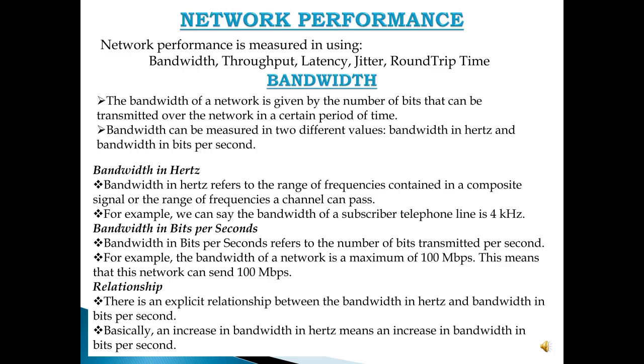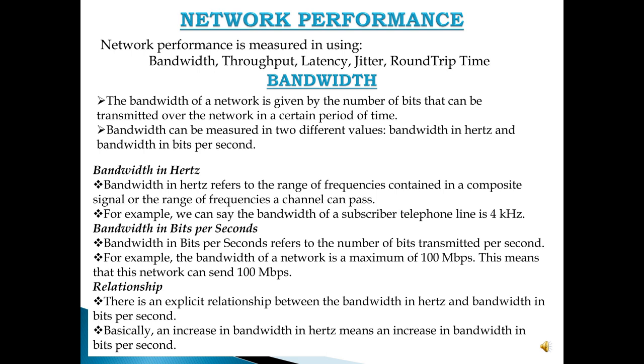About the bandwidth in bits per second. Bandwidth in bits per second refers to the number of bits transmitted per second. For example, the bandwidth of a network is a maximum of 100 Mbps. This means that this network can send 100 Mbps.